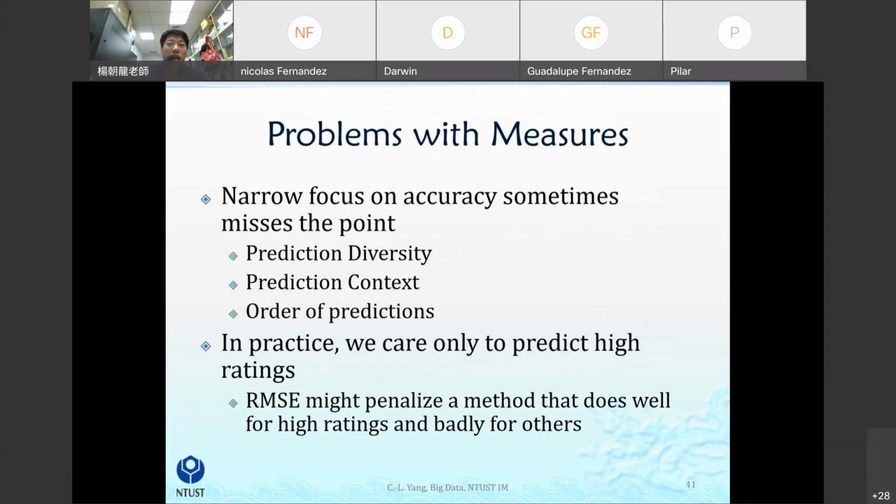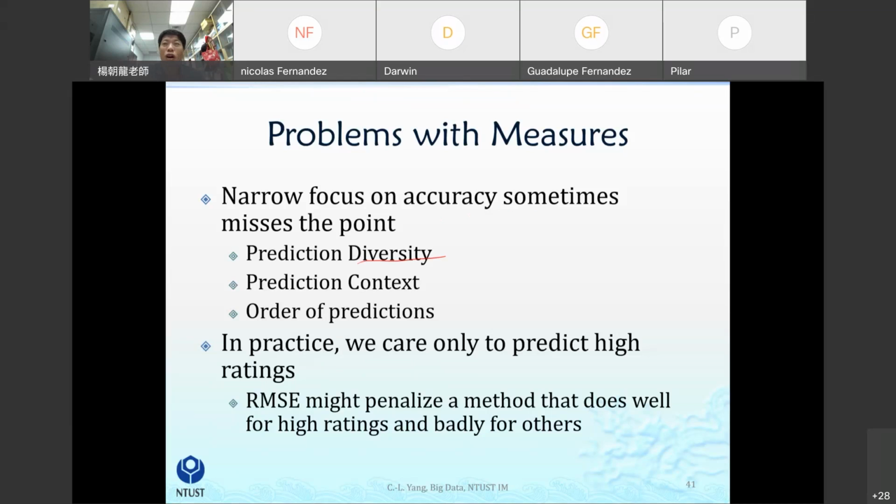And of course, there are some issues I want to end up with. For example, there are problems with measures. Usually, a narrow focus on accuracy sometimes misses the point. For example, your prediction diversity, your prediction contrast. That is especially true for recommendation systems. You do not really want to recommend everything similar.